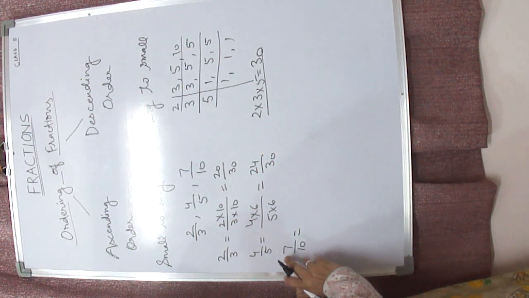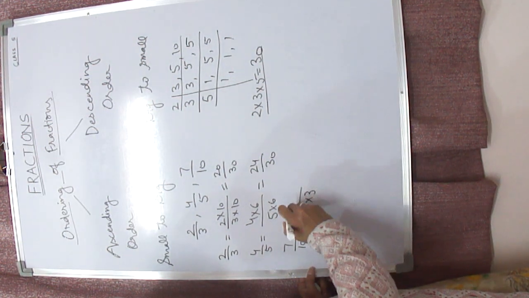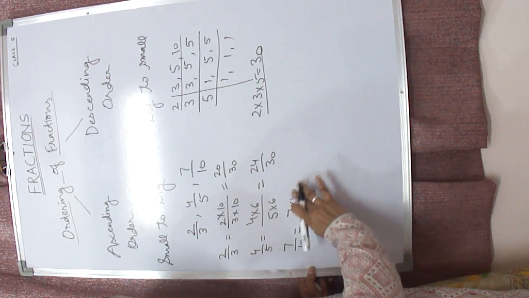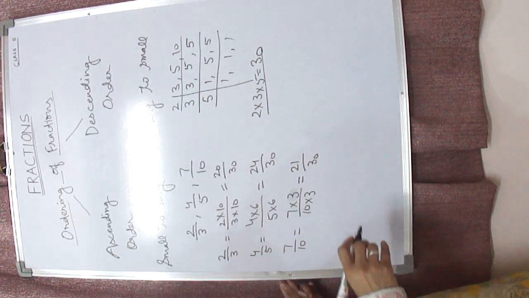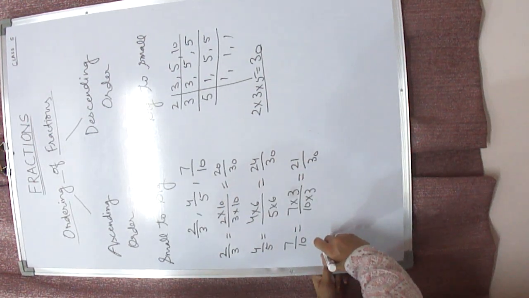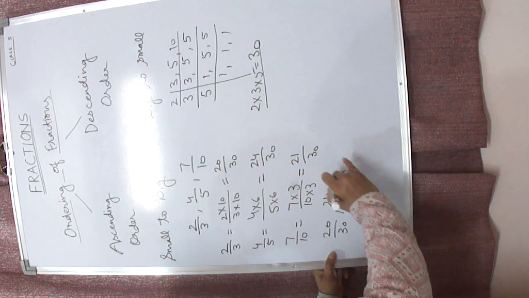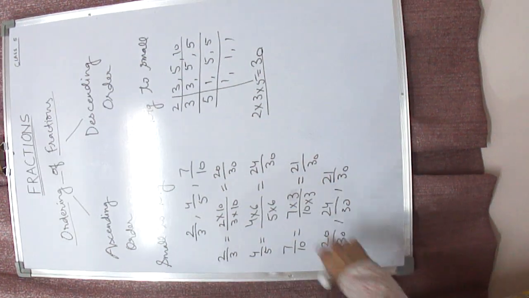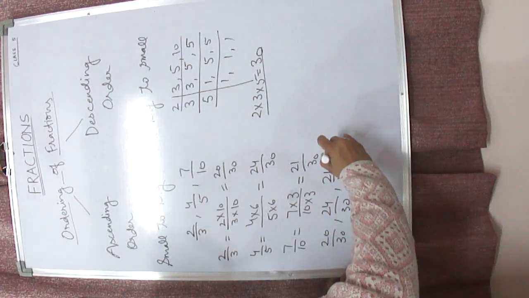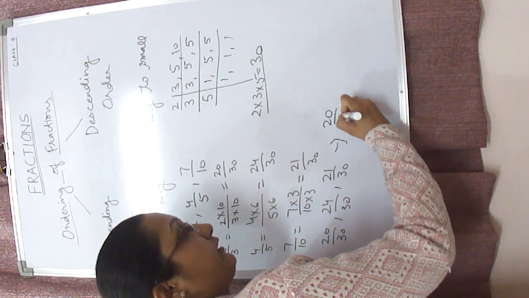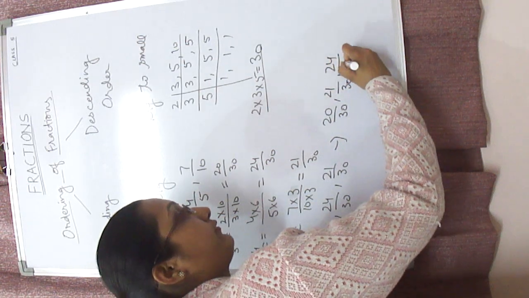Now I need to make this 7 upon 10 into 30. So 10 into 3 becomes 30. So 7 3s are 21 upon 30. So now I have three fractions, 20 upon 30, 24 upon 30 and 21 upon 30. Now I need to arrange them in the ascending order. Ascending order says small to big. So this becomes my 20 upon 30, 21 upon 30 and 24 upon 30.